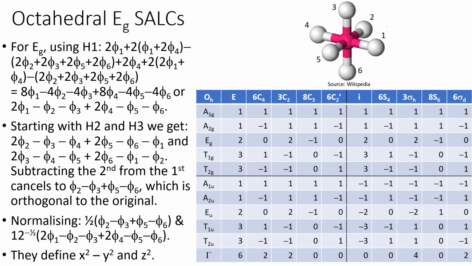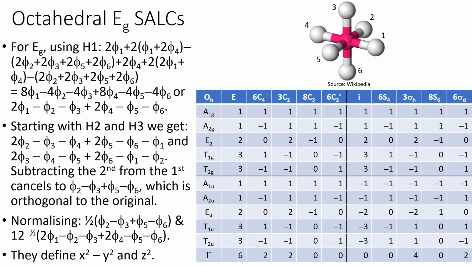And then looking at this other combination, phi 2 minus phi 3 plus phi 5 minus phi 6. You can see here the 2 and the 5 are both positive, and they're opposite each other, and they're perpendicular to the 1 and the 4 that we had from the previous orbital. And then the other ones, 3 and 6, they're also opposite each other, perpendicular to the 2 and the 5, and they're the opposite sign. So again, that's consistent with x squared minus y squared.